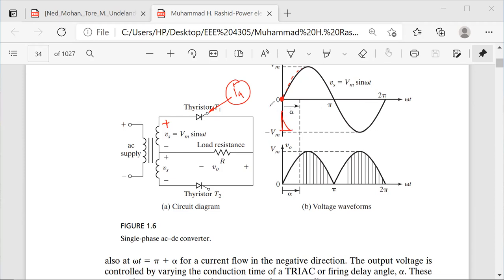Suppose this is your IZ1 and you are applying another gate pulse here, IZ2. Then what will happen? What will be the wave shape of your output voltage? If you are giving the gate pulse at omega t equal to 0, then what will be the wave shape of the output voltage?